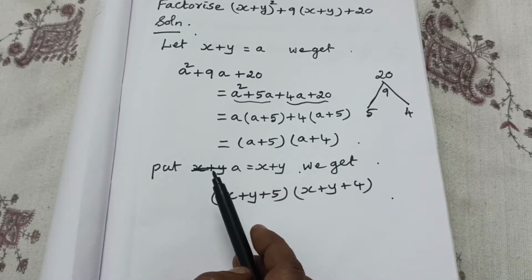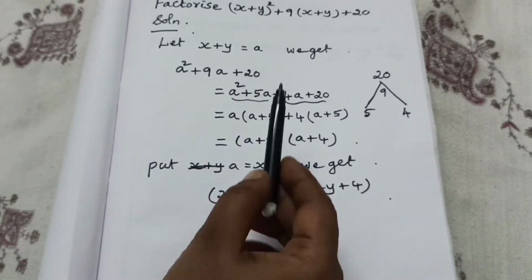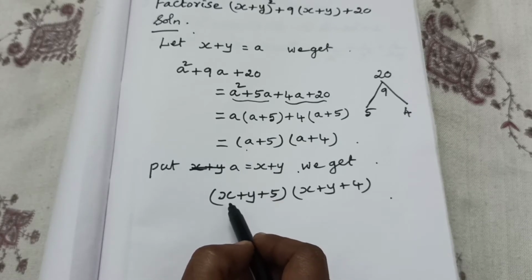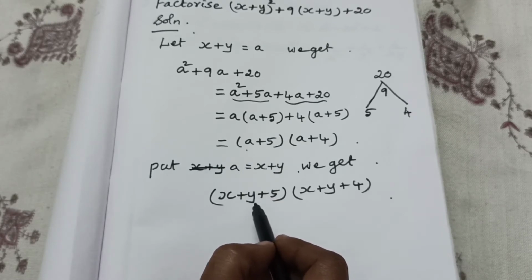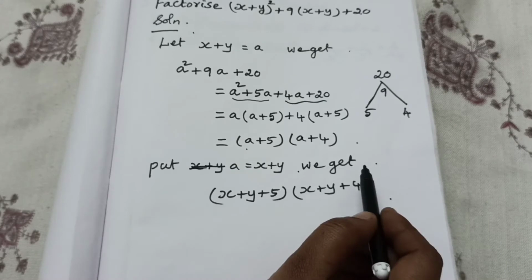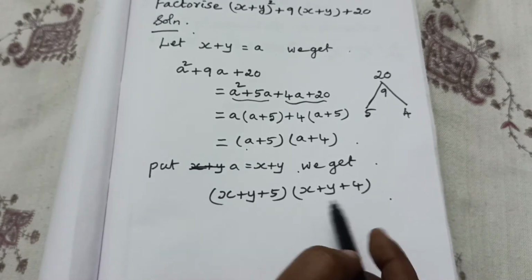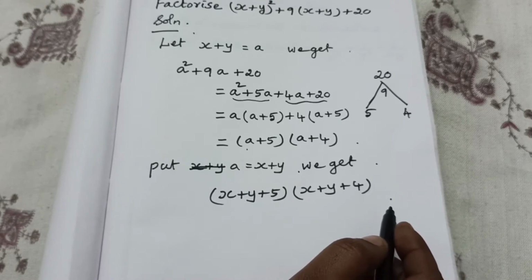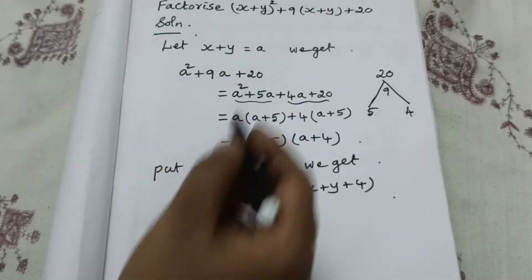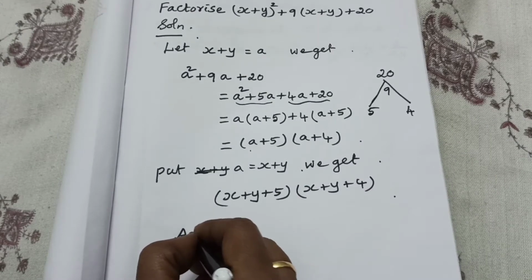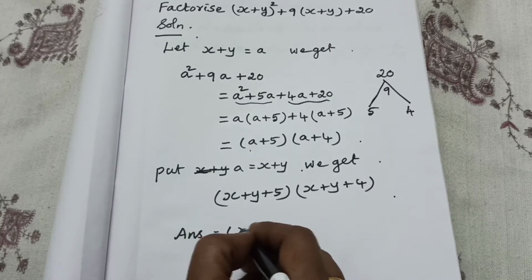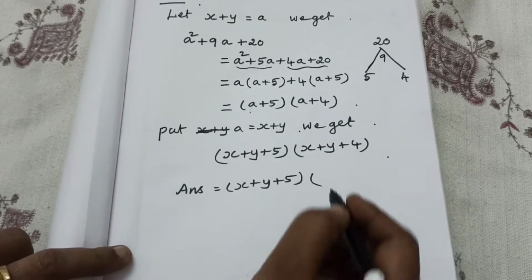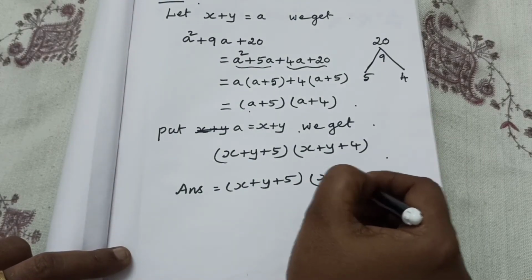But the answer we need is x plus y, the whole square. Like that we got, isn't it? Instead of a, we have to substitute x plus y. Okay. Then if we substitute x plus y, we will get these two factors. Therefore, the factors are, okay. Factors are, we write the answer. Otherwise, write this question. Therefore, the answer is equal to x plus y plus 5 into x plus y plus 4.